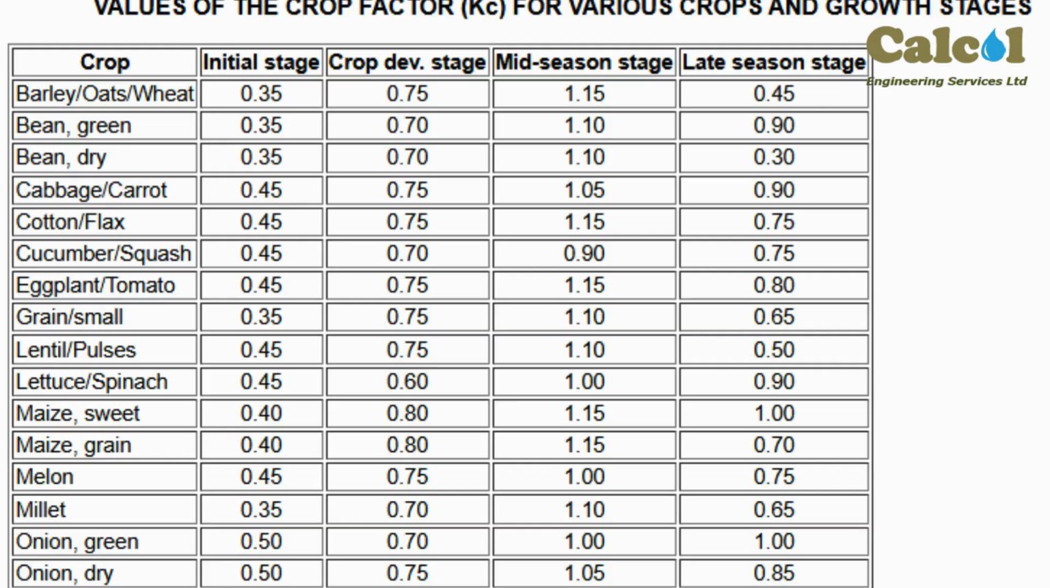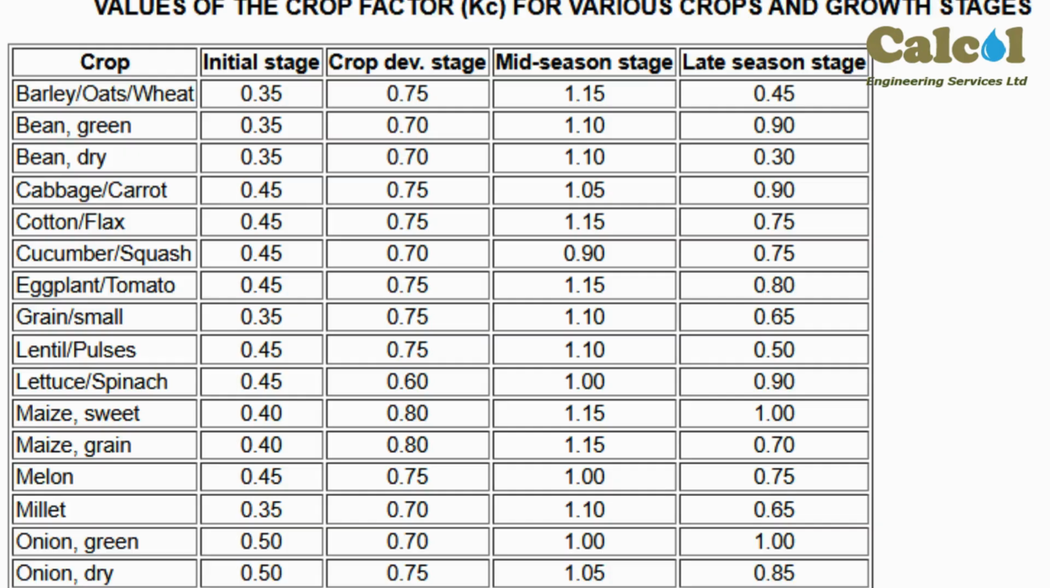So the values indicated should be reduced by 0.05 if the relative humidity is more than 80%, that is high relative humidity, and the wind speed is low, that is less than 2 meters per second. The values should be increased by 0.05 if the relative humidity is low, that is less than 50%, and the wind speed is high, that is more than 5 meters per second. So if you look from the tables, you will do the necessary adjustments to get the most appropriate Kc values, which you can now plug into the formula of Kc.